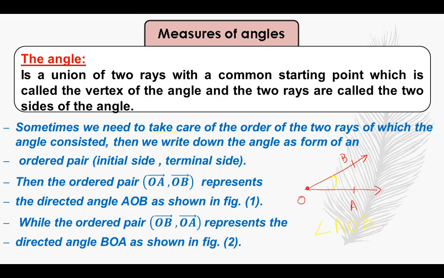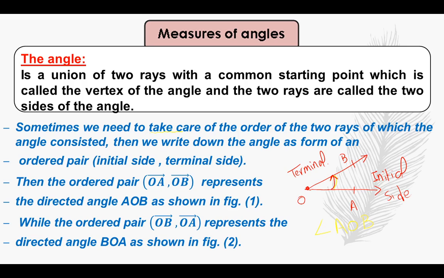So, of which the angle consists, we write down the angle in the form of an ordered pair. The first component, or the first projection, is the initial side, and the second projection is the terminal side. Because the direction here is very important, OA is called the initial side, and OB is called the terminal side.